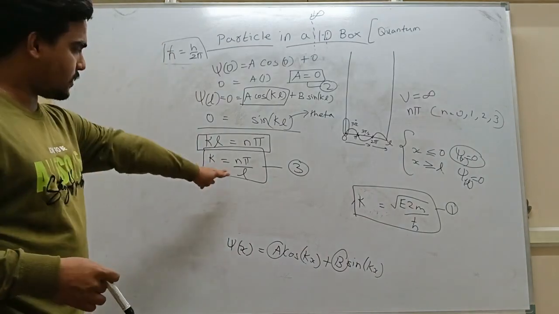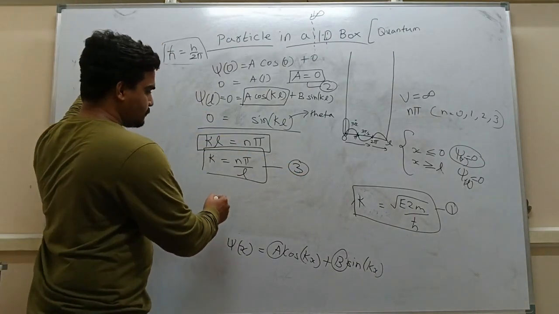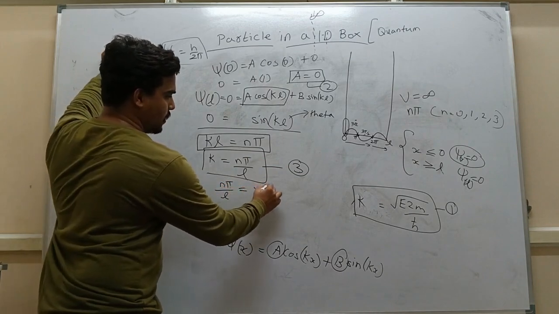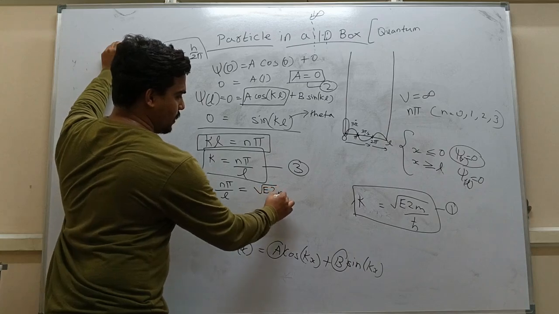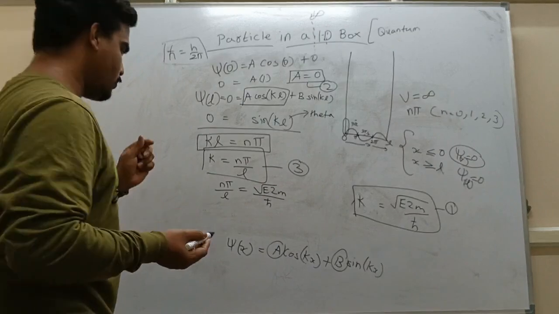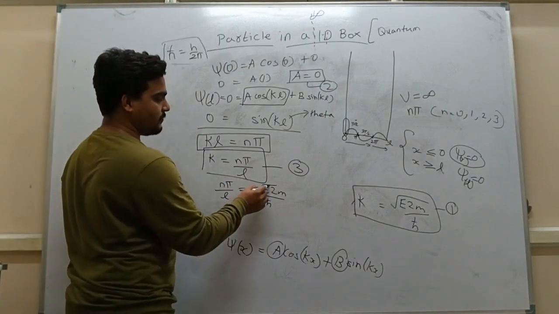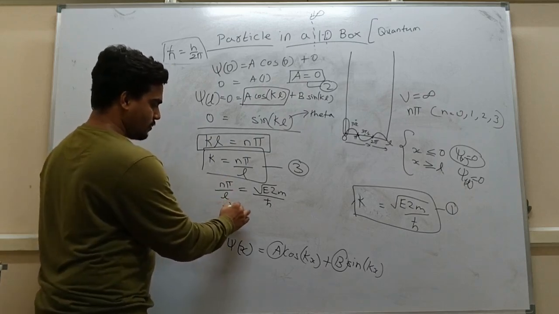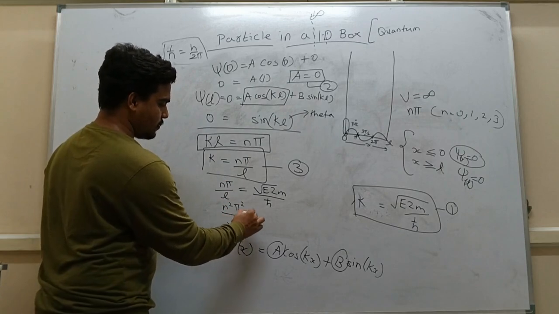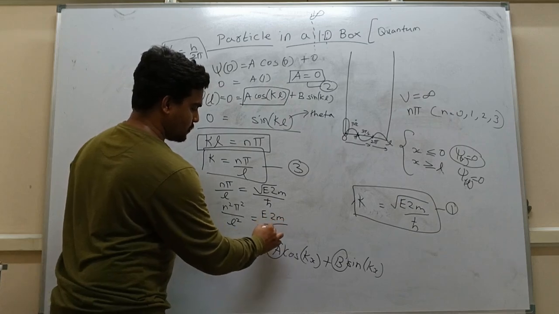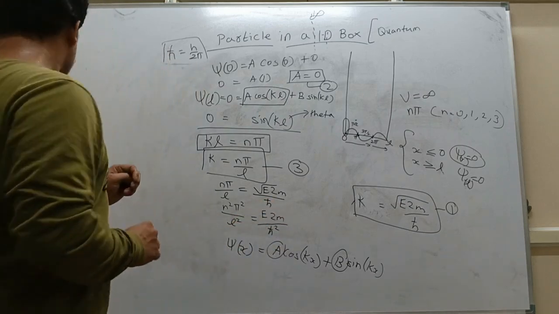When I equate equation number 3 and 1, what I get is n pi upon L equals under root of E 2m upon h. So this is what I am getting. Again I will square on both sides because I am interested in finding the value of E. So this will become n square pi square upon L square, which will also become E into 2m upon h square. Okay, so this is what I am getting.